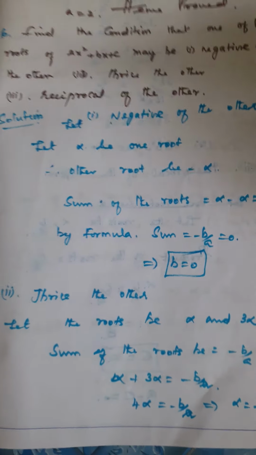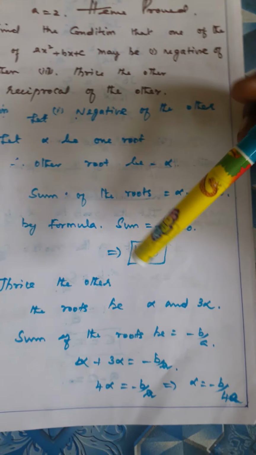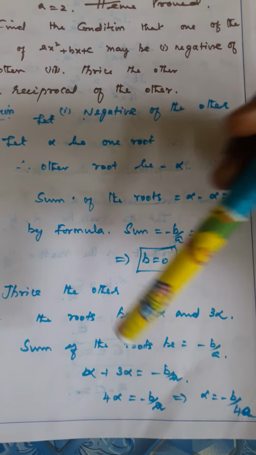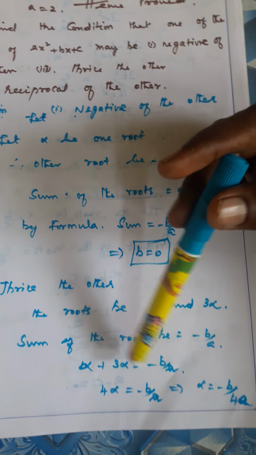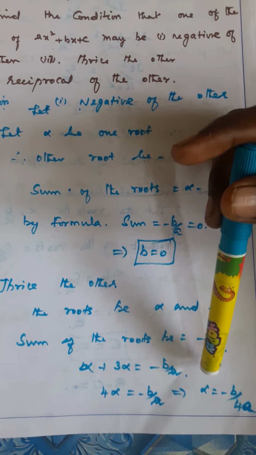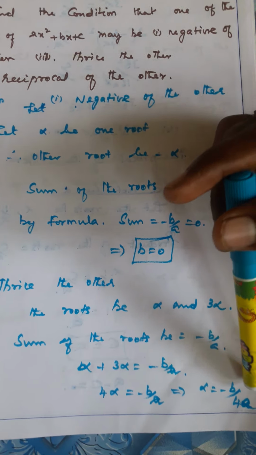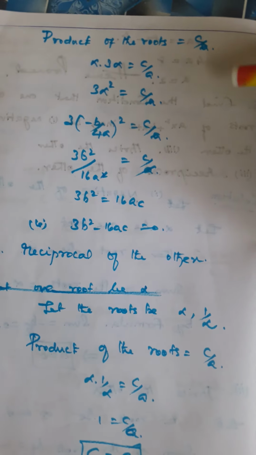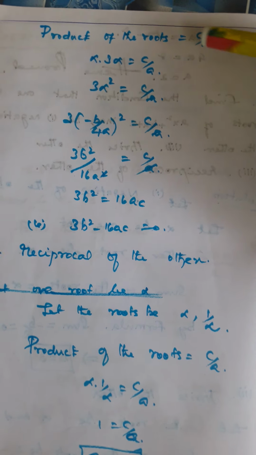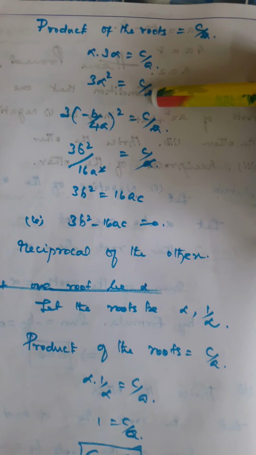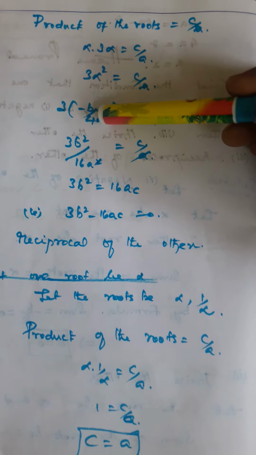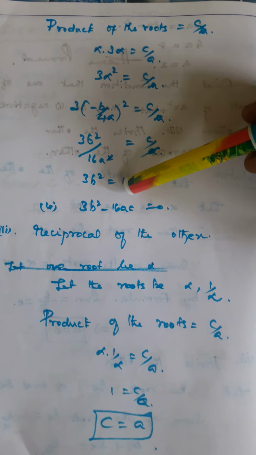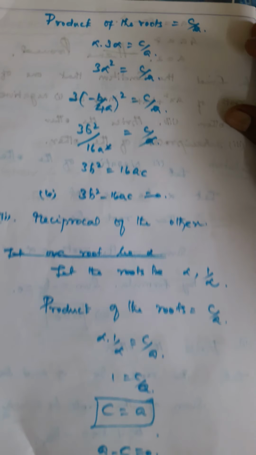And the second one, thrice of the other. So let the roots be alpha and 3 alpha. Sum of the roots is minus b by a. So alpha plus 3 alpha equal to minus b by a. So your alpha will be minus b by 4a. Your product of the roots is c by a. So 3 alpha square equal to c by a. I can replace the alpha value. So finally it will be 3b square minus 16ac equal to 0.